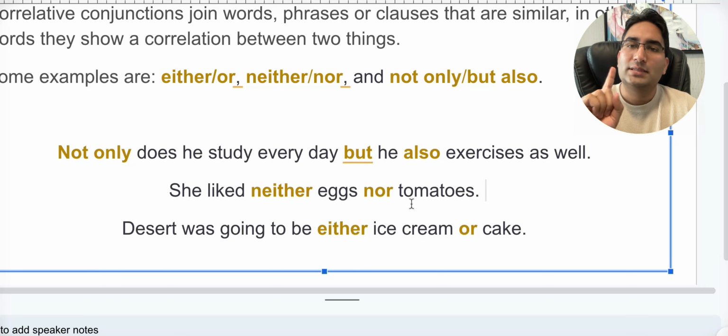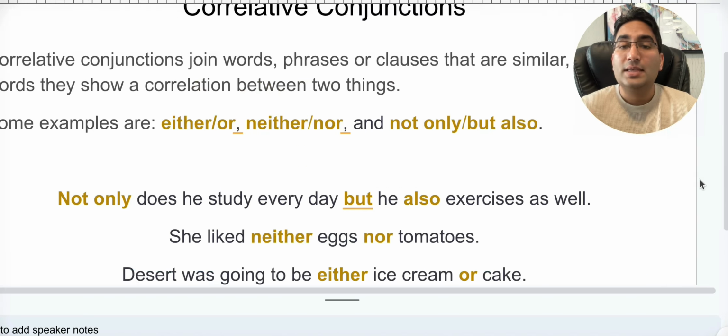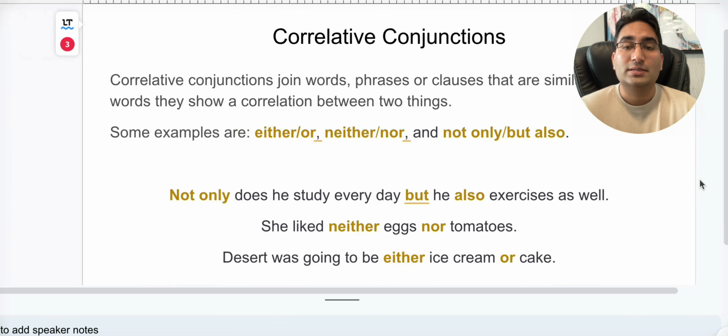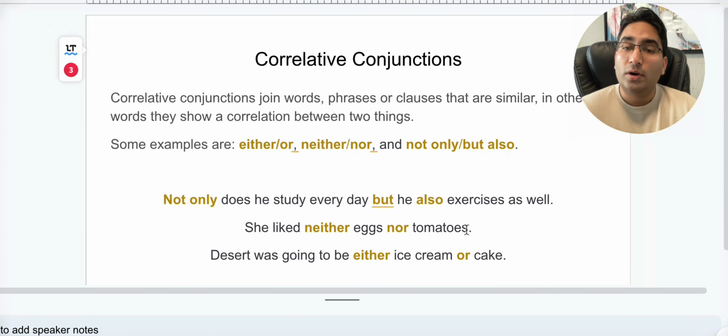With negative stuff, you use neither or nor. With positive things, you say either or. For example, dessert was going to be either ice cream or cake. So in this case, it's either this or that. You have two options. You will either get the ice cream or you will get the cake. It's not negative. Here you can choose between both. So there you would use words like either or. So either or is positive, neither nor are negative words. And these are what we call correlative conjunctions.